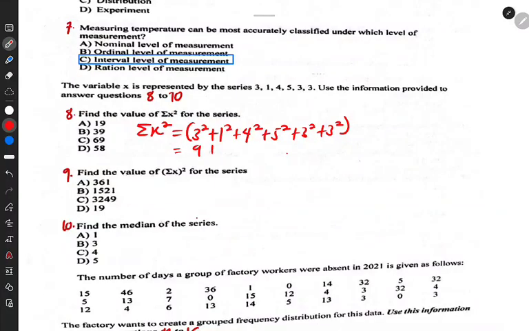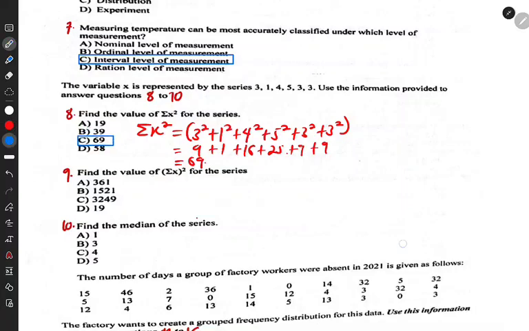We'll have 9, 1, 16, 25, 9, and then 9. So in sum, you're supposed to get 69. You can cross check and let's see. So the correct answer is 69, and you have to select option C.